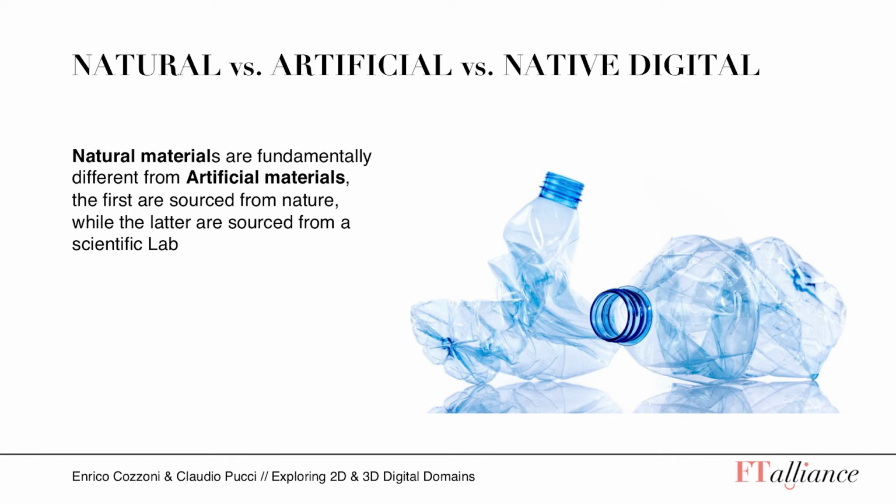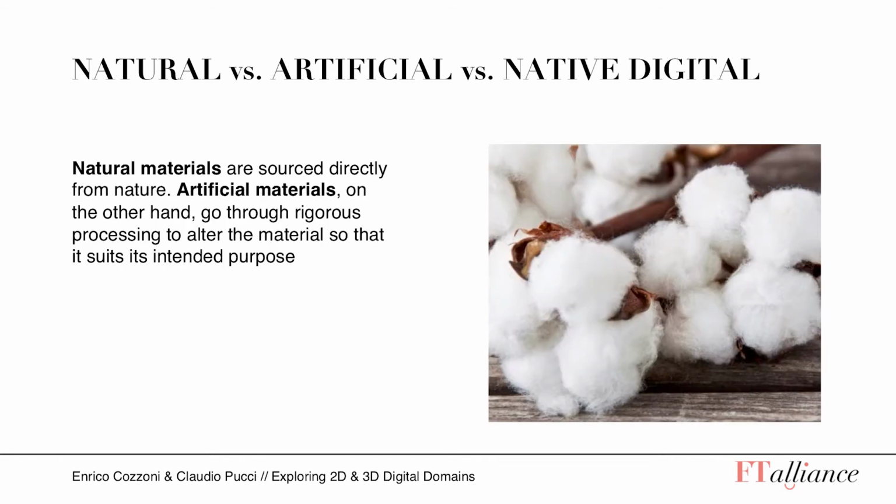For what we call artificial material, like plastic, there is a processing that transforms the material from its natural source to the final form for the scope to which the material is intended. So, as I told you, natural materials are directly sourced from nature. Artificial materials, on the other hand, go through processing to alter the nature of the material in a way that it can be used for the purpose that we have in mind.